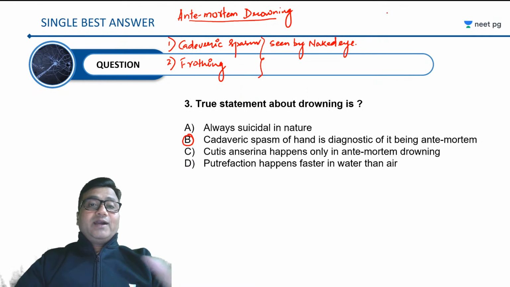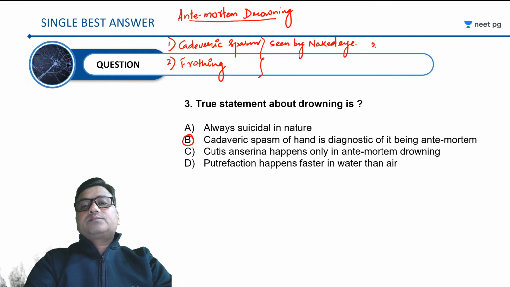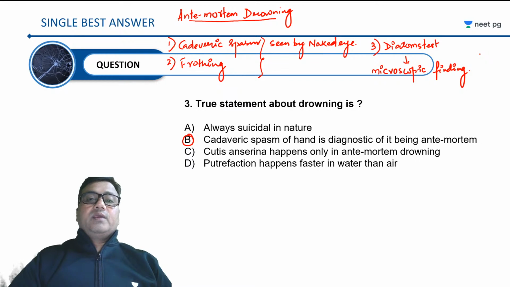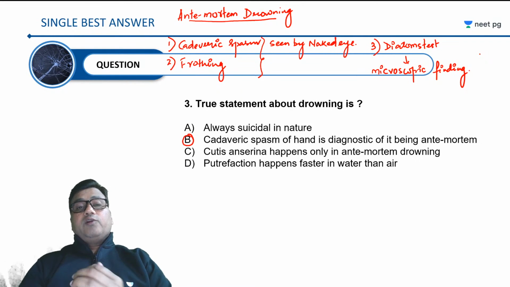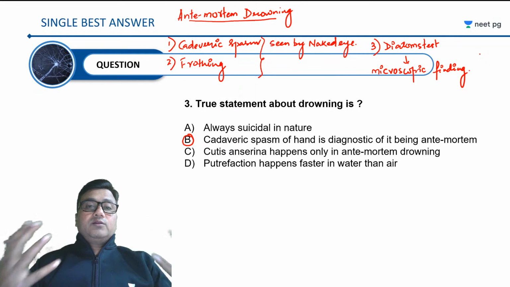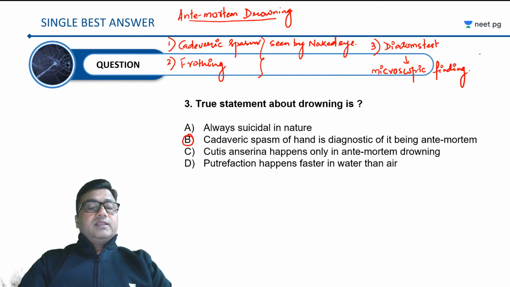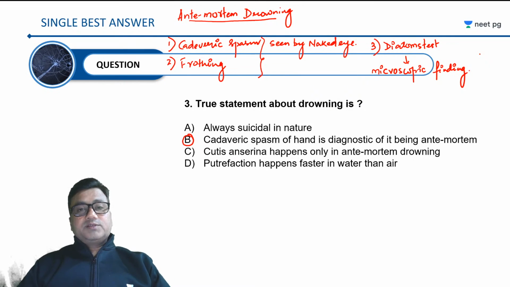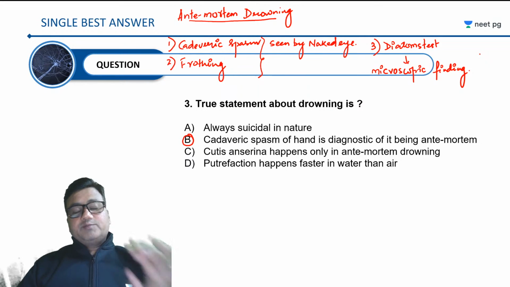So you can say that these are macroscopic findings that suggest the drowning to be ante-mortem only. And third is the diatoms test, which basically is a microscopic finding. If we do not get conclusive evidence from the body which has been recovered from water, so there are not conclusive evidences of macroscopic finding that are suggestive or diagnostic of ante-mortem drowning, then we have to look for presence of diatoms in the bone marrow sample of the body which has been recovered from water.